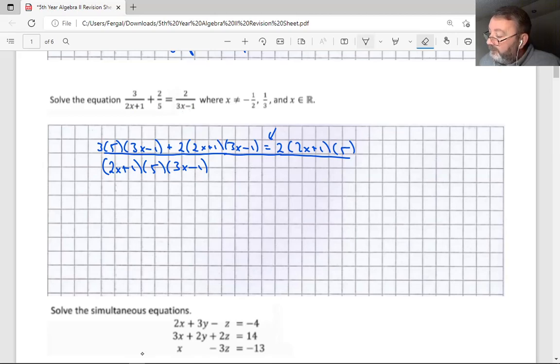Okay. So let's work with the top line. 15 times 3, that's 45x. 15 minus 1 minus 15. Plus 2 times. I'm going to multiply these two brackets together using the FOIL method.